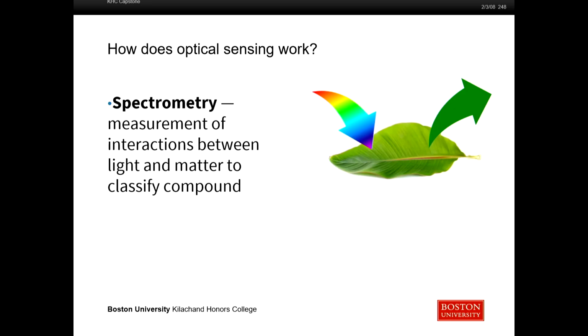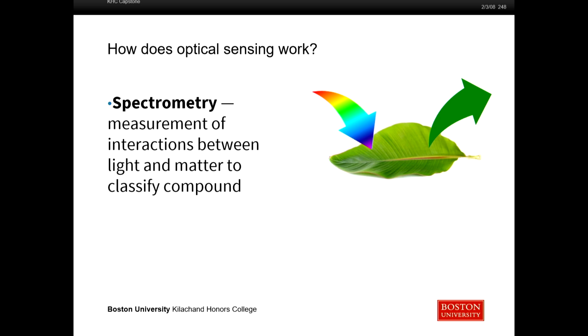So the driving principle behind UV visible spectrometry is spectrometry itself, which is defined as a measurement of interactions between light and matter to classify a compound. To break this down a little bit, I have an example on the right side showing the green leaf. When we have visible light hitting this leaf in the form of the rainbow arrow, all that is reflected and what we see is just the green light.